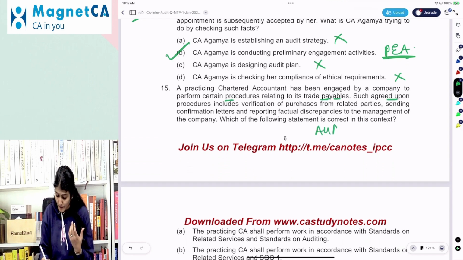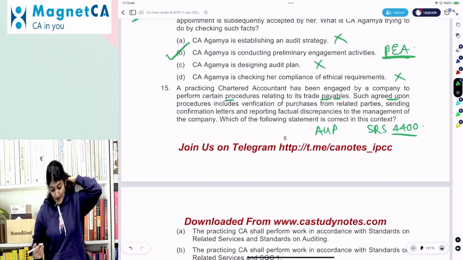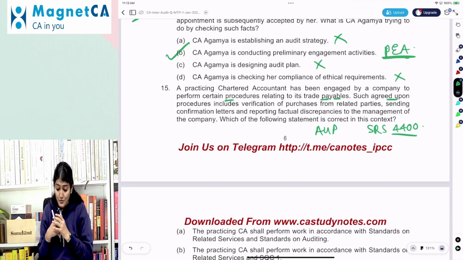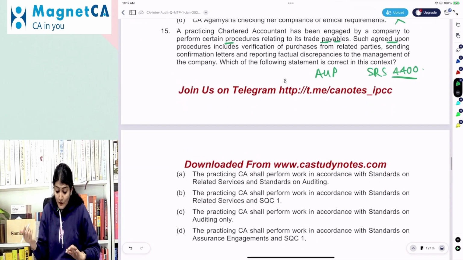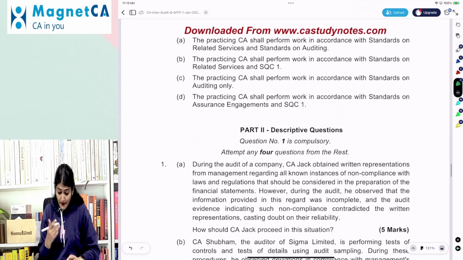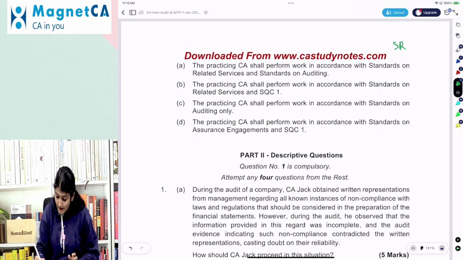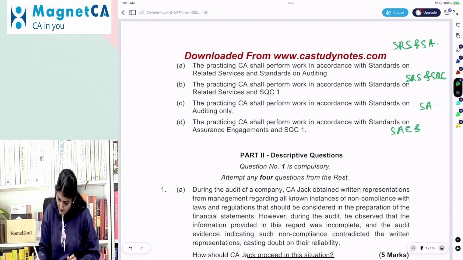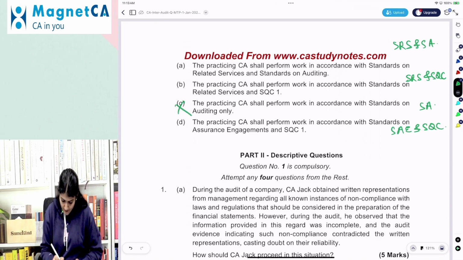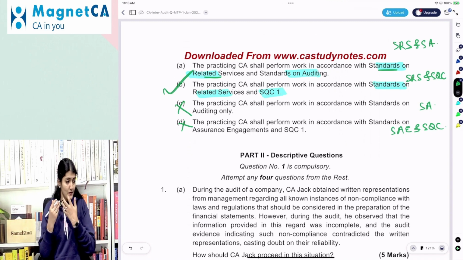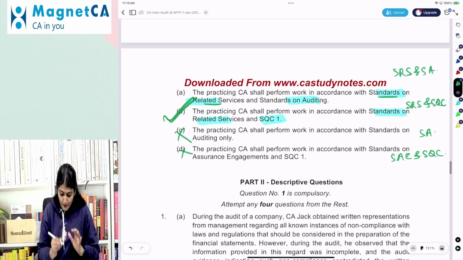Such AUP, agreed upon procedures, SRS 4400. Include verification of purchases from related parties, sending confirmation letters, and reporting the factual discrepancies to the management of the company. Which of the following statements is correct in this context? The practicing CA shall perform the work as per the SRS and the SA, will perform the work as per the SRS and the SQC, shall perform the work as per SA, will perform the work as per SAE and SQC. So obviously it has to be the SRS, and it is SRS and not SA, but the SRS and the SQC one. So that is why the correct option would be B.